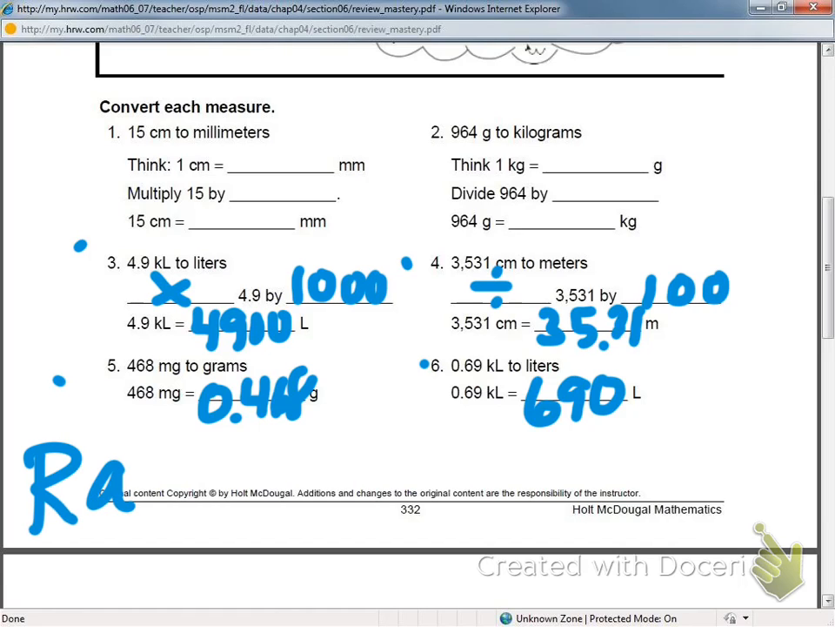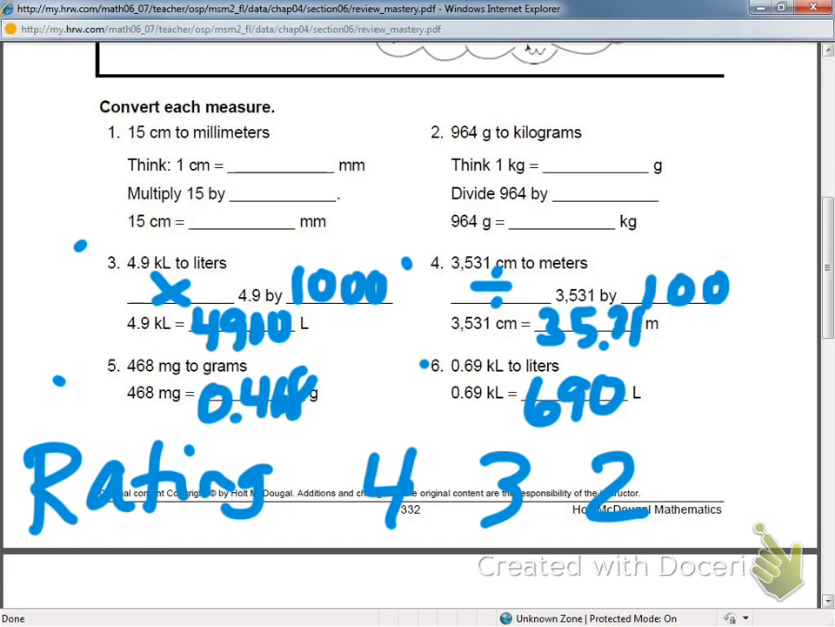At the bottom, give yourself a rating. Are you a 4? I could teach this to a friend. 3, I can do metric on my own. 2, I need my teacher's help to do metric measurement. Or 1, I have no idea what a metric measurement is.